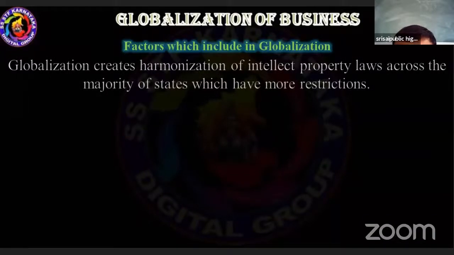Globalization creates a harmonization of intellectual property laws across the majority of states which have more restrictions. Harmonization means brotherhood feelings here, I think.